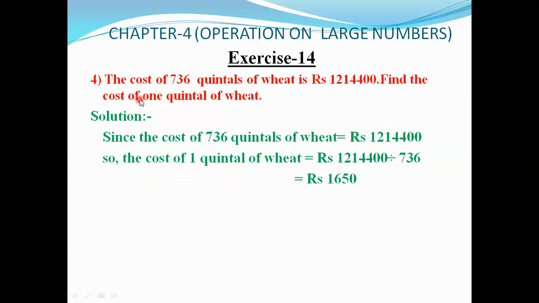Now, here is question number 4. The cost of 736 quintals of wheat is 12,14,400 rupees. Find the cost of 1 quintal of wheat. More quantity is given, and here one quantity is to be found. In the previous video, we also discussed how we can use division. When we divide the total cost of 736 quintals of wheat, we get the cost of 1 quintal of wheat, and that means 1,650.